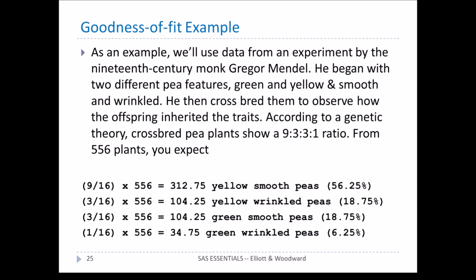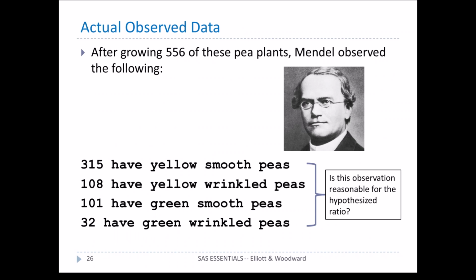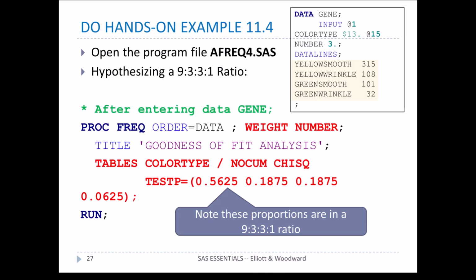So the question is, can he repeat this? Can he do a certain number of plants, observe the results, and see that they did indeed follow this hypothesized proportion? After growing 556 plants, Mendel observed the following. This is the actual data he observed, not the hypothesized. He observed 315 yellow smooth peas and 108 yellow wrinkled peas, and so on. Now, the question is, can we compare what he observed to the hypothesized value and determine whether this observation fit with the hypothesized ratios? And this is how we would do it.